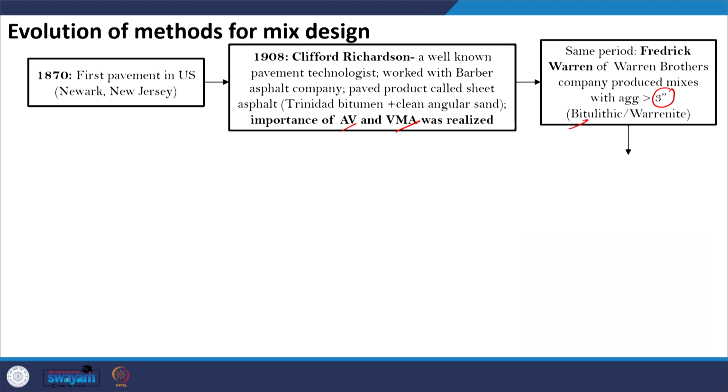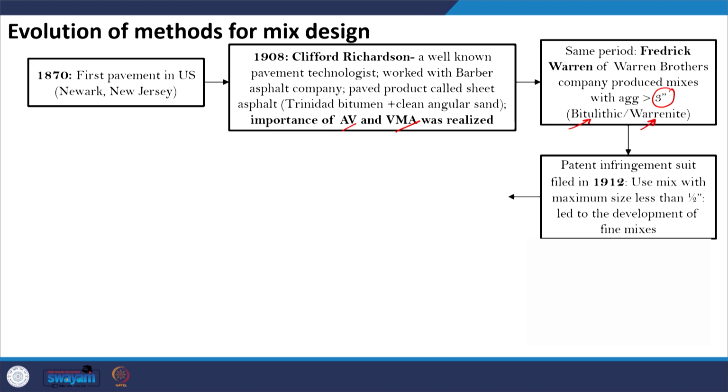They initially called it a bitulithic pavement or bitulithic mix, which was later improved and it was marketed under the name of Warrenite. In 1912, the Warren brothers filed a patent infringement suit for their patent, and then the court ruled that, not to violate the patent rights, anyone can produce a mix with maximum size less than half inches. Because of this, there were developments related to the production of fine graded asphalt mixtures.